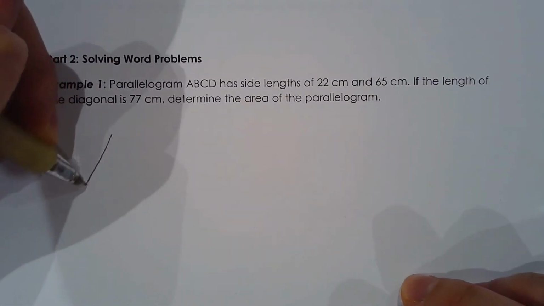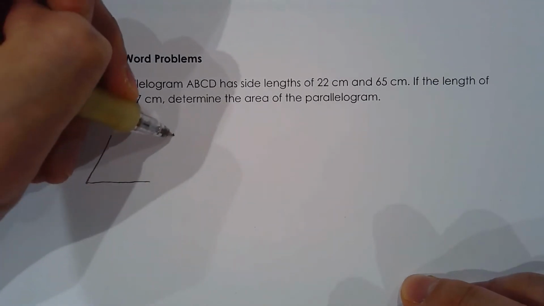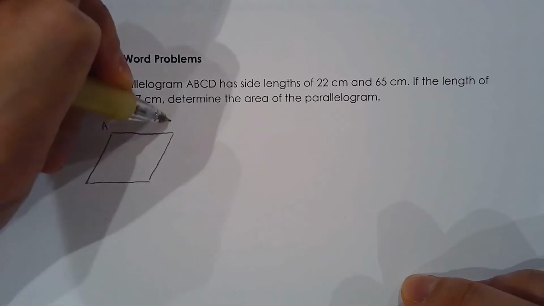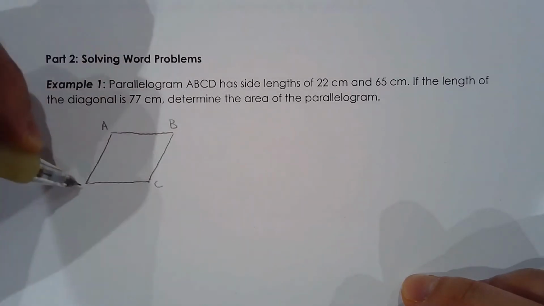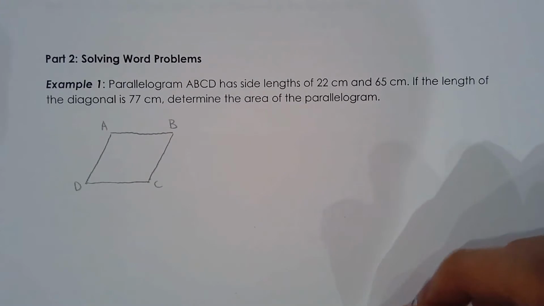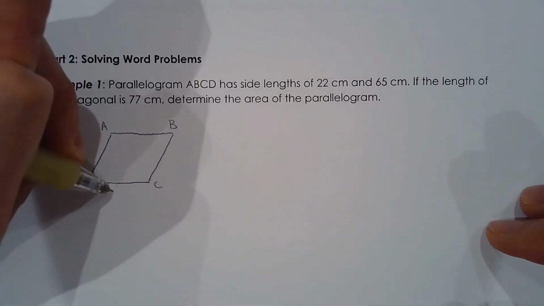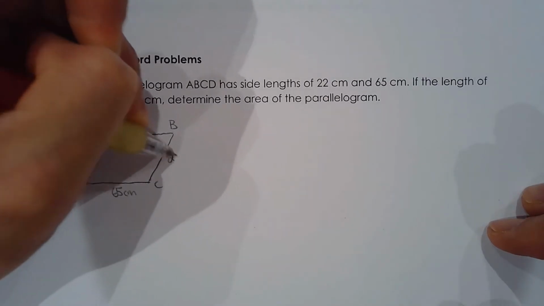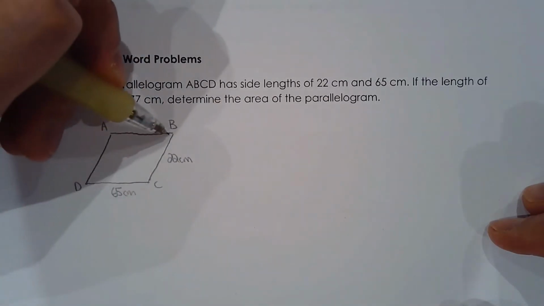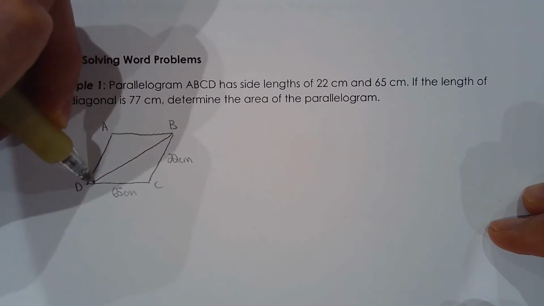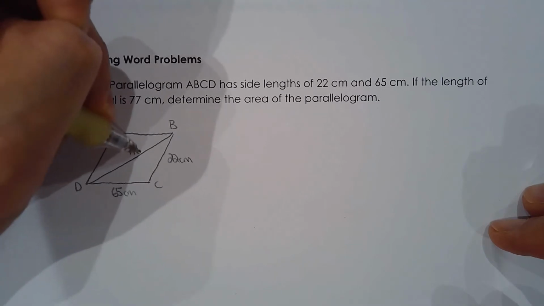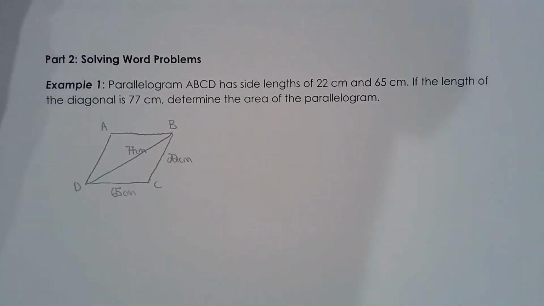Okay, so let's draw ourselves a beautiful parallelogram. Not drawn to scale, of course. So we have A, B, C, D. And we have 65 here, and we have 22 here. And then the diagonal is BD, or you can do AC, I'm just going to do it as BD. So the diagonal is 77 centimeters. And they want me to find the area of this parallelogram.